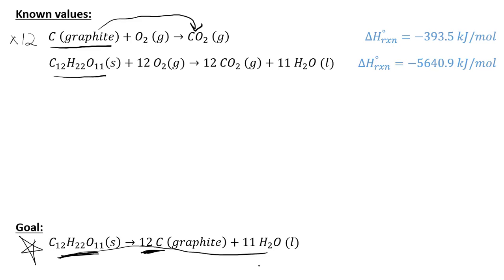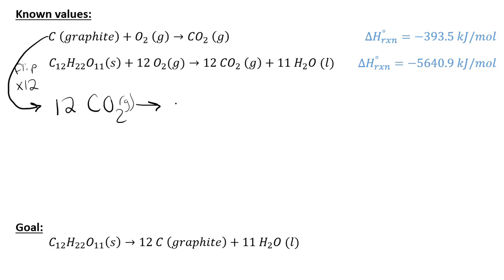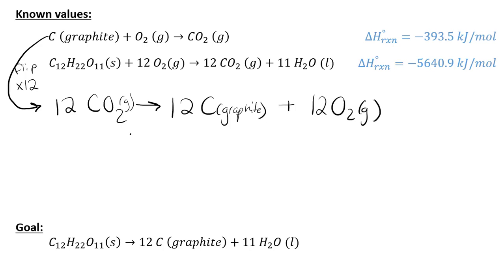But before I do that, I want to check, do I have enough water? So where's my water? It's right here. Hey, what do you know? It already has 11. So in that case, I'm just going to be working with this and seeing if it balances. So let's flip it and multiply it by 12. So 12 carbon dioxides yields 12 carbon in the form of graphite, that's just like your pencil lead, plus 12 oxygens. And because I multiplied each of my substances by 12, I also need to multiply my delta H reaction by 12.